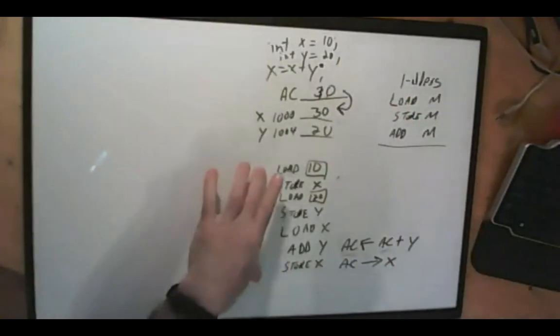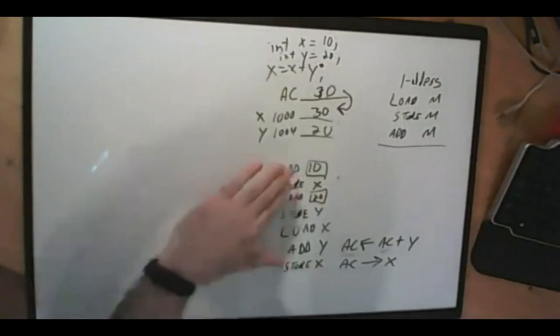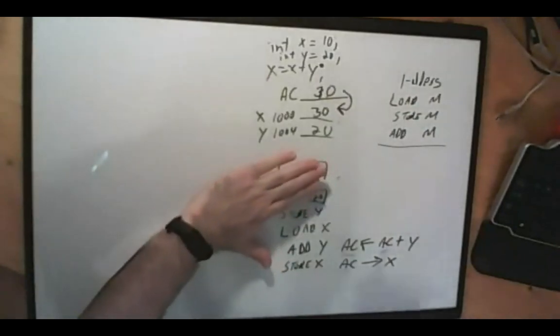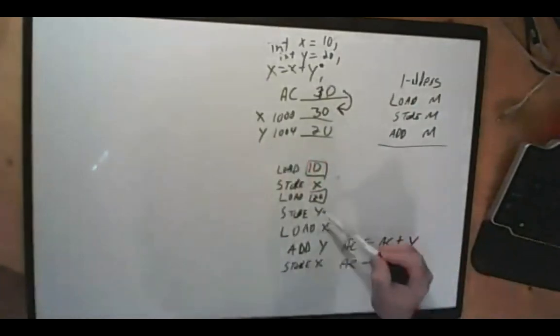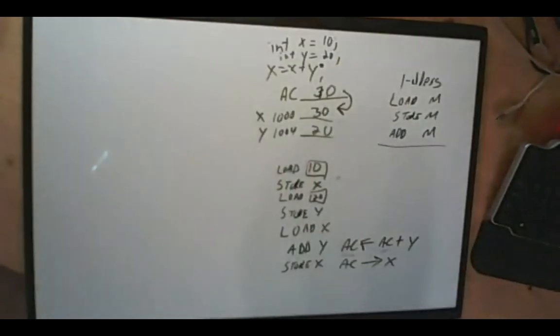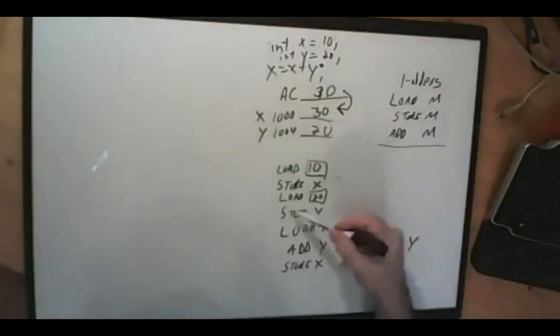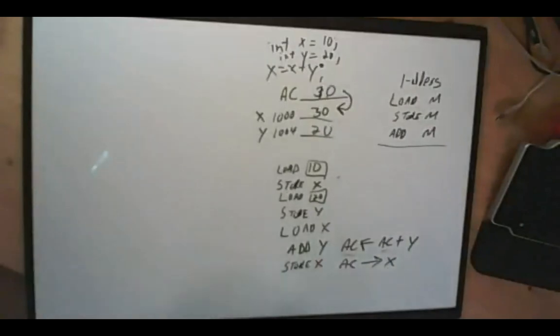So notice, it takes four instructions now to complete this, where it only took three when we had the two addresses. It takes four here for the one address. It only took one when we had three addresses.